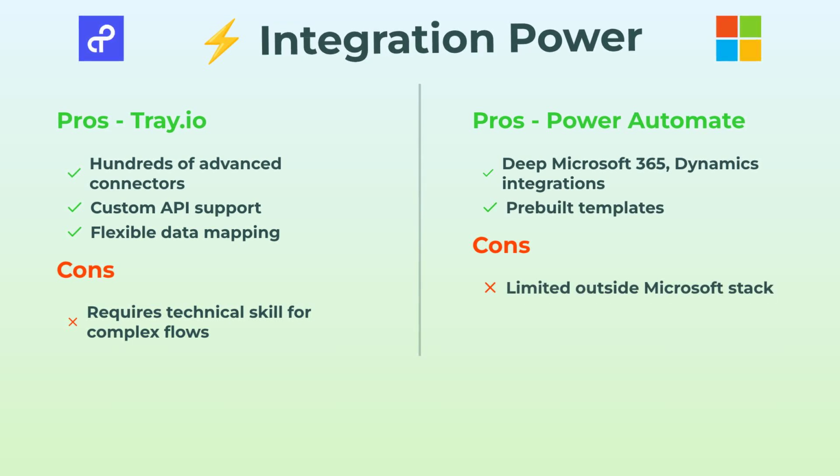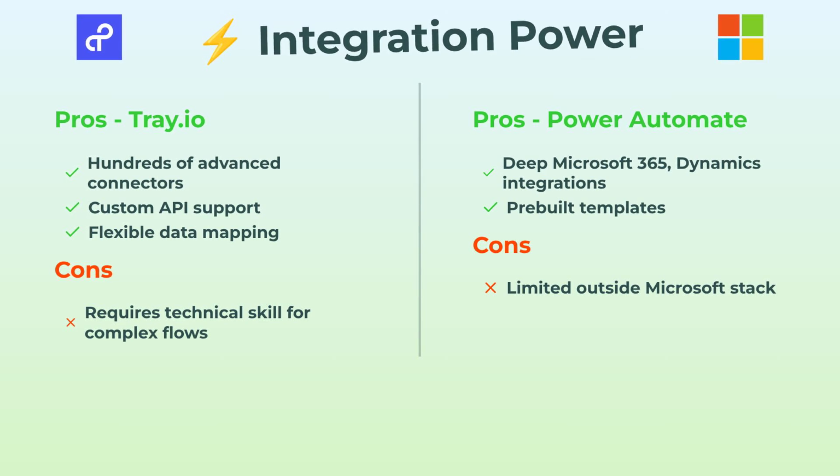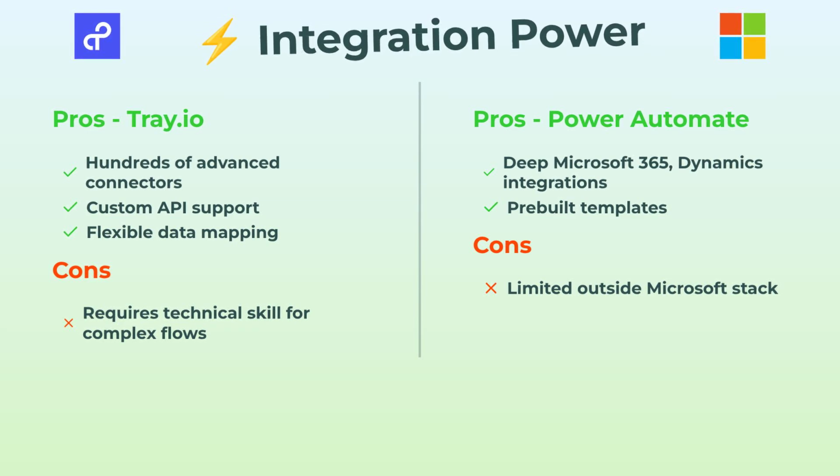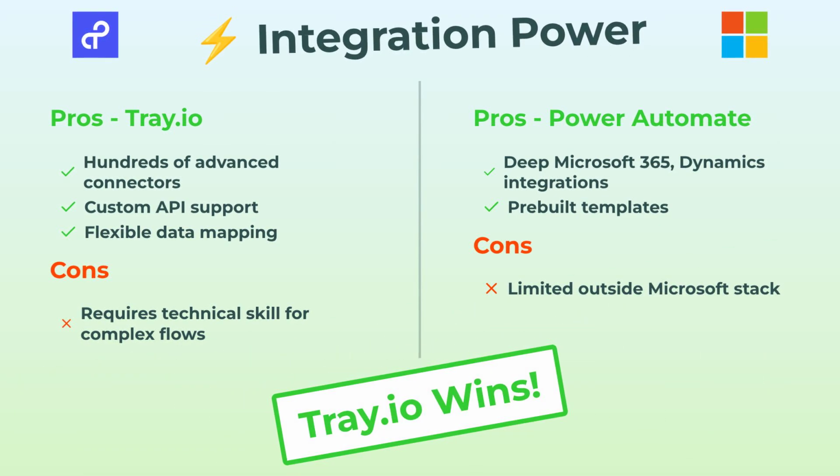Meanwhile, Power Automate has some neat tricks if you're all in on Microsoft. It's locked in tight with Outlook, Teams, Dynamics, and there are pre-built templates galore. But when you try to stretch beyond the Microsoft ecosystem, things get kinda meh. So if you're aiming for raw integration muscle, Tray.io just outclasses here.